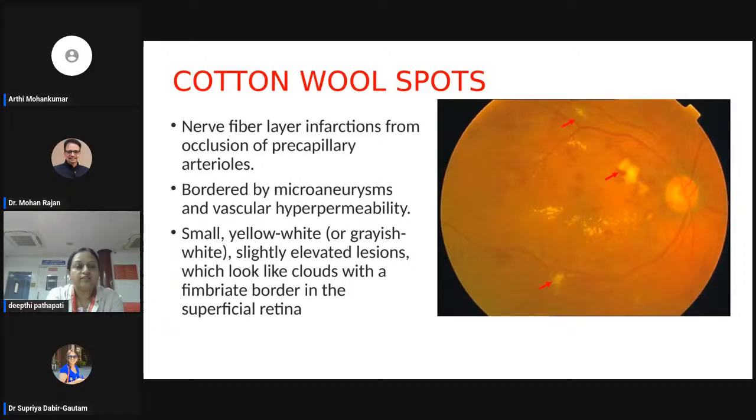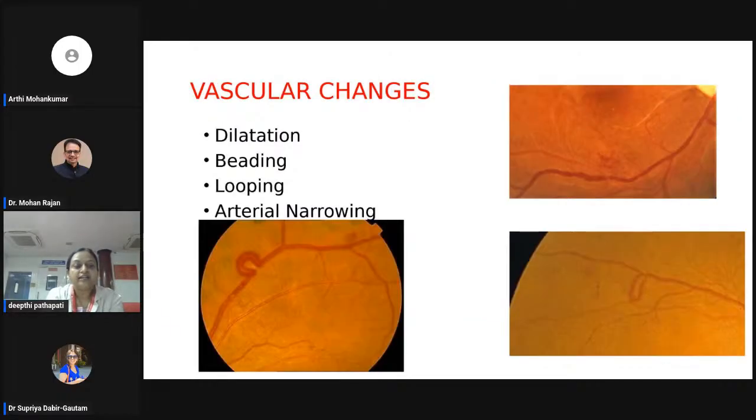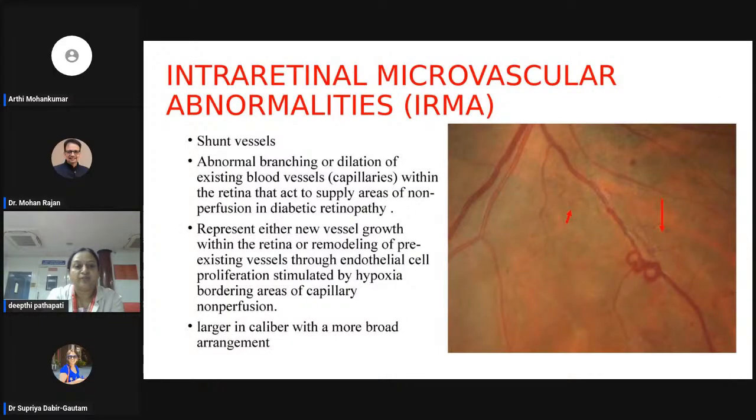Cotton wool spots are nerve fiber layer infarctions from occlusions of precapillary arterioles, bordered by microaneurysms and vascular hyperpermeability. These are small yellow-white or grayish-white slightly elevated lesions which look like clouds with a fimbriate border in the superficial retina. Dilatation, beading, looping, and arterial narrowing are the vascular changes very commonly seen.